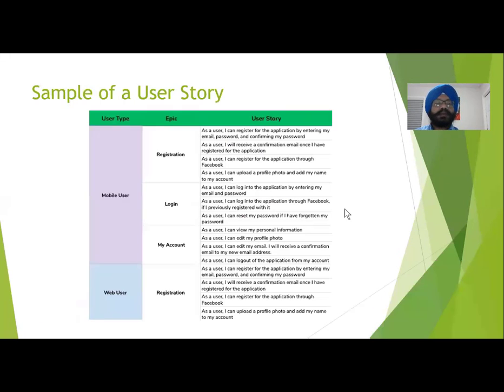This is how the user story looks, where we are identifying who the user is and what kind of functionality it is. Just have a look. So let's say for the registration epic, the user story looks like this: as a user, I can register for the application by entering my email, password and confirming my password. Login: as a user, I can log into the application by entering my email and password. So this is how it is represented, and that is the sample of a user story I just showed you.